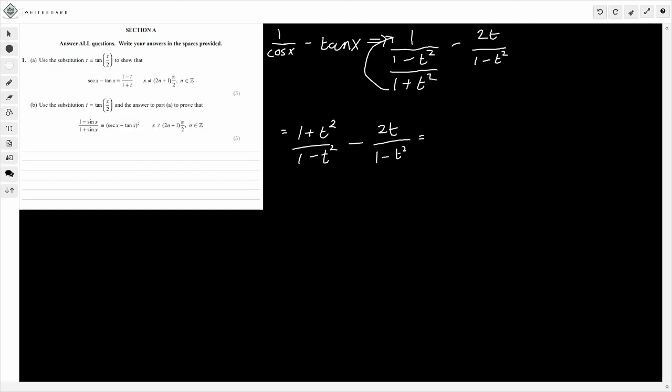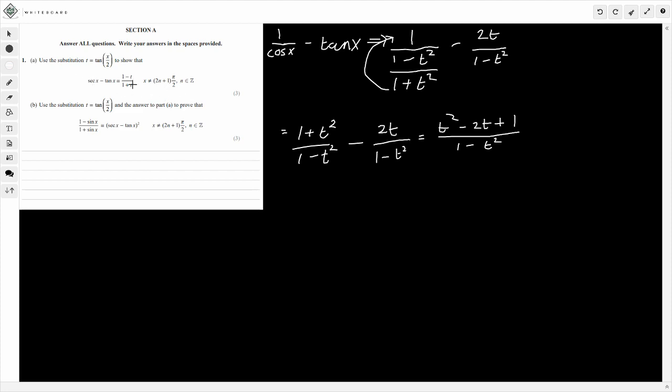So that's going to give me 1 plus t squared minus 2t. So what I've got is t squared minus 2t plus 1, all over 1 minus t squared. And now we can simplify this.